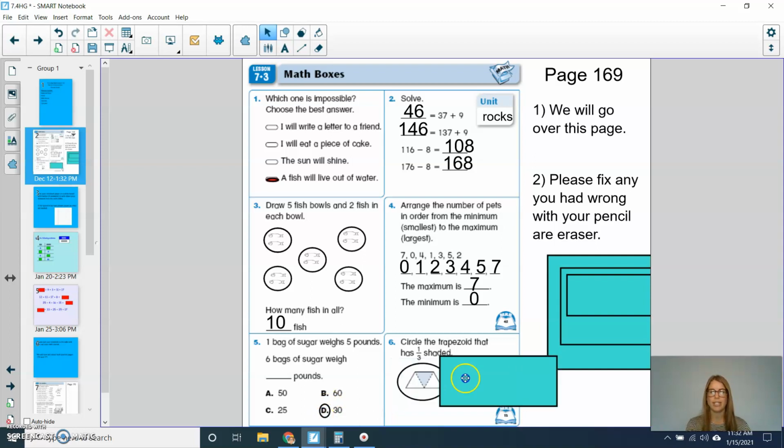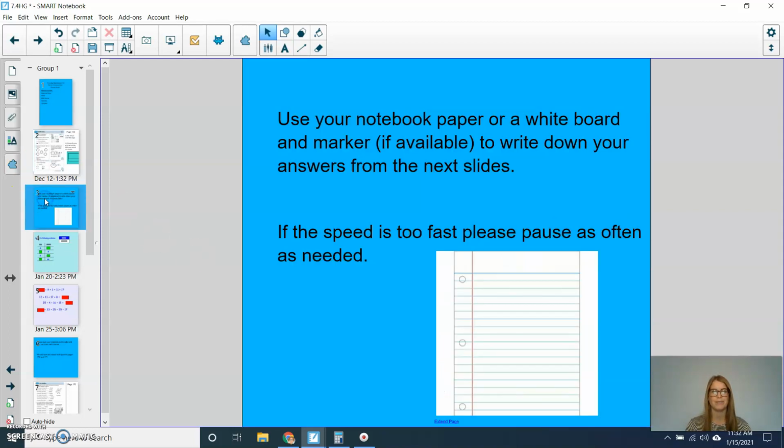And then for question 6, circle the trapezoid that has 1/3 shaded. Notice how both of them do have 1 out of 3 shaded, but in the first one the pieces are divided equally, whereas in the second one they aren't equal size pieces. So you should have picked the first one. Double check to make sure you have your page correct before moving on to the next slide.